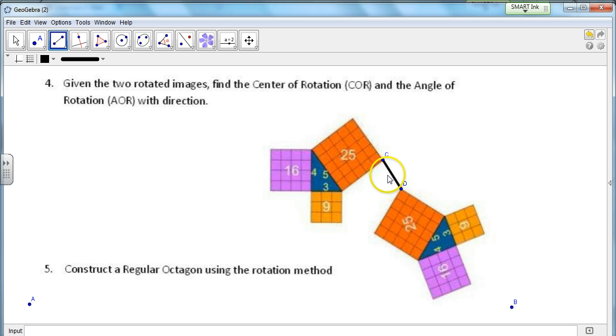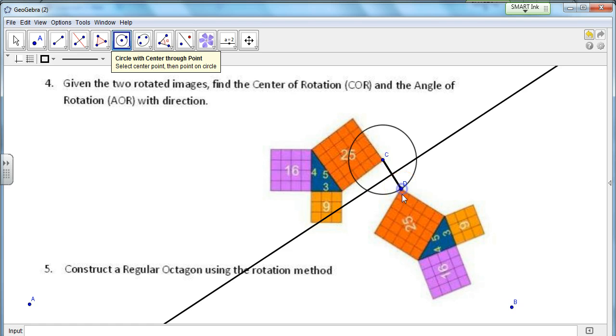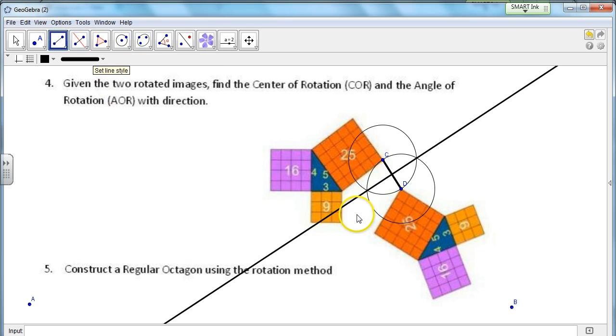Okay, so now that we have that segment, what we need to do is construct the perpendicular bisector for that segment. So there's the perpendicular bisector for it using my perpendicular bisector tool. You would do the same thing as if you did your compass tool and we made our two circles, right? Notice that's exactly where it goes. And then we need to do that again with another segment.